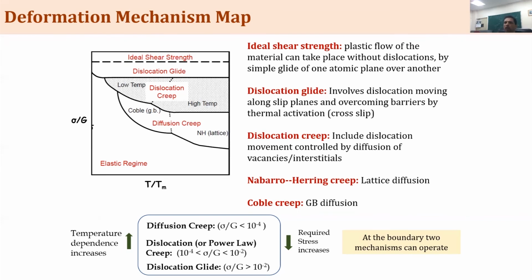And when you are at the boundary, two mechanisms can actually operate, and these boundaries are not very sharp. They are kind of diffused boundaries, so you can have more than one mechanism operating for a good range of stress and temperature.